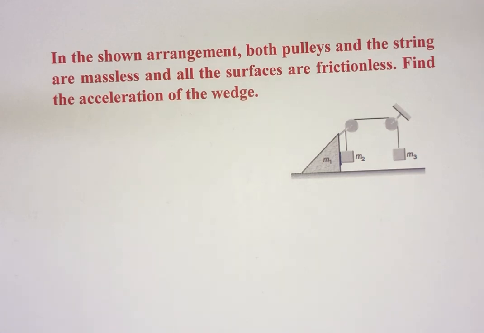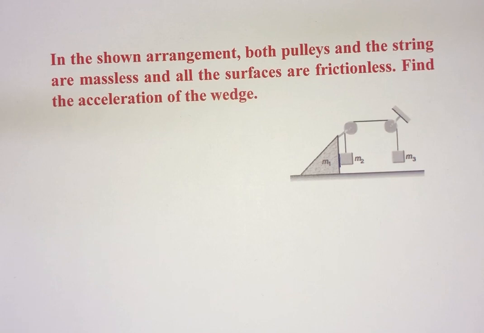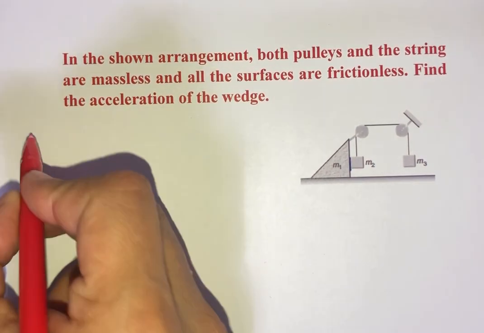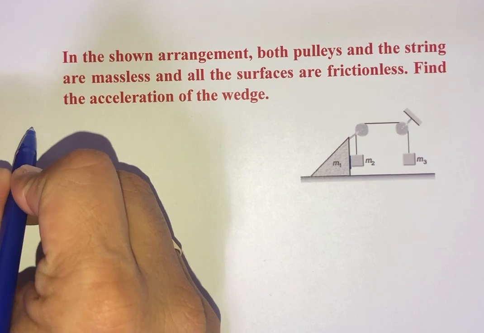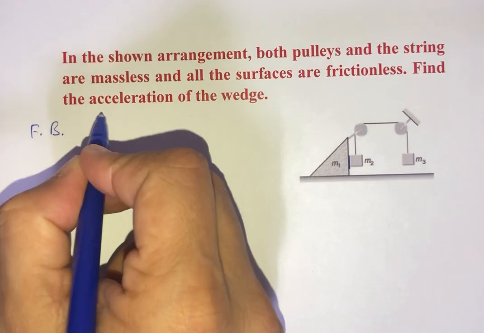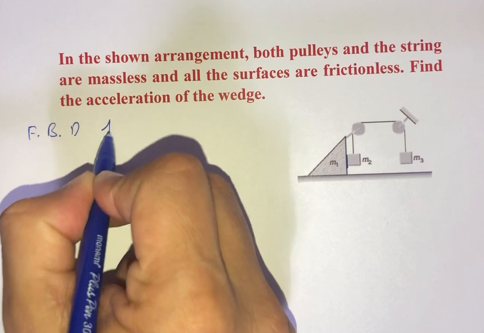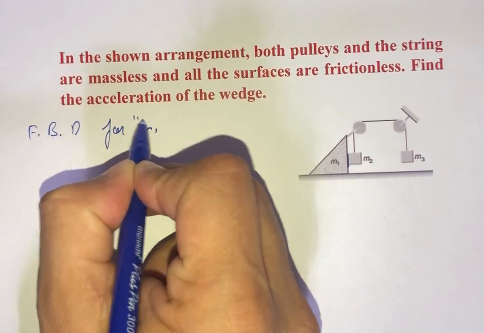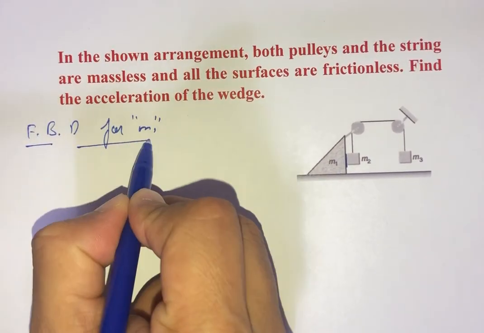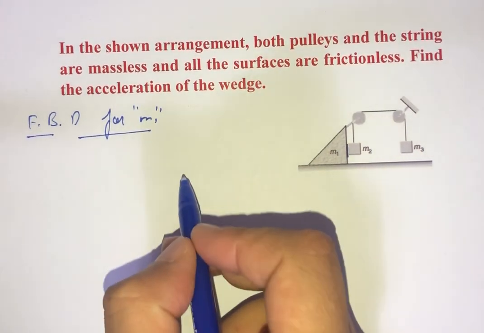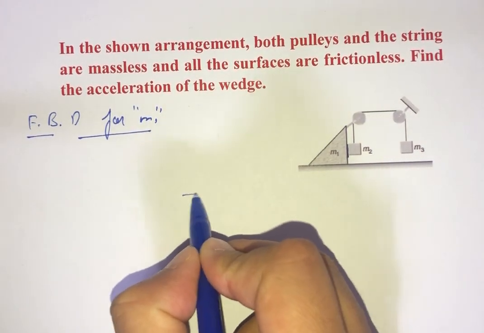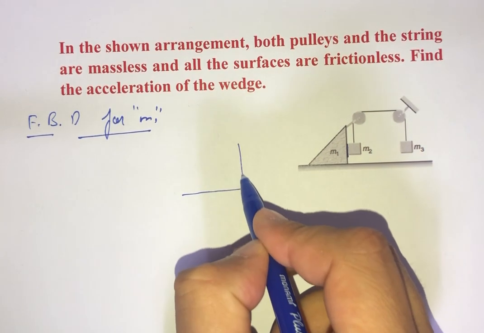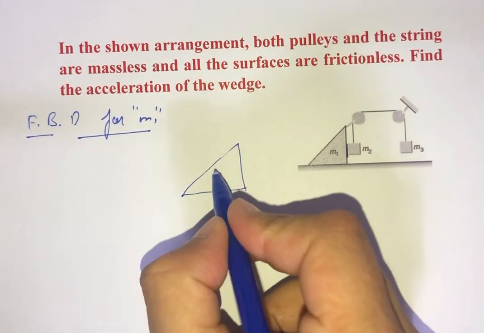So let us draw first of all the free body diagram for the individual masses, and then we are going to find out the respective equations. Okay, so we draw the free body diagram for m1, so this is mass m1.